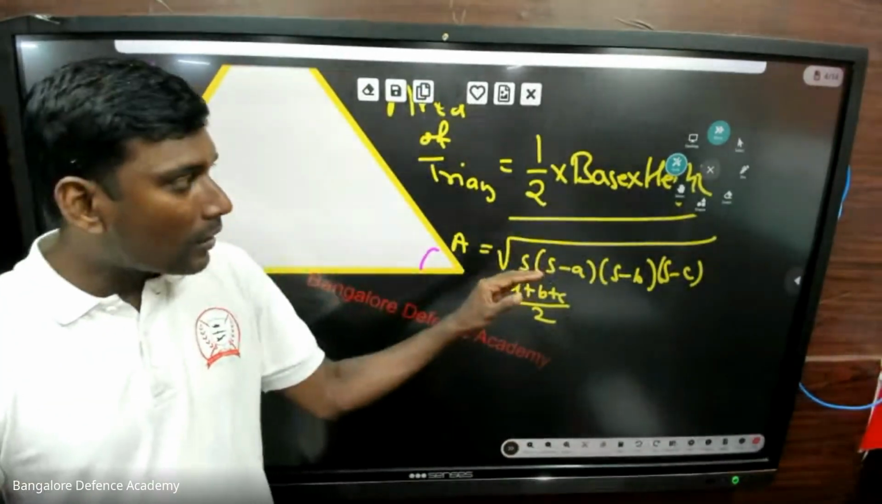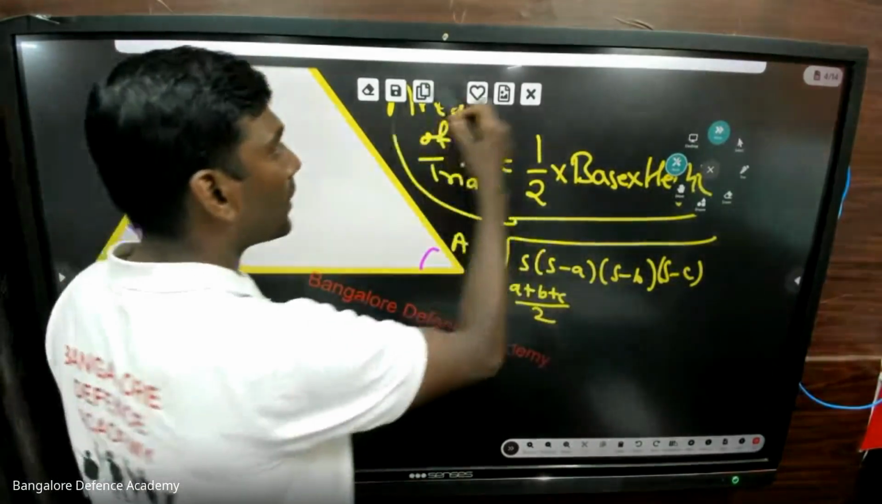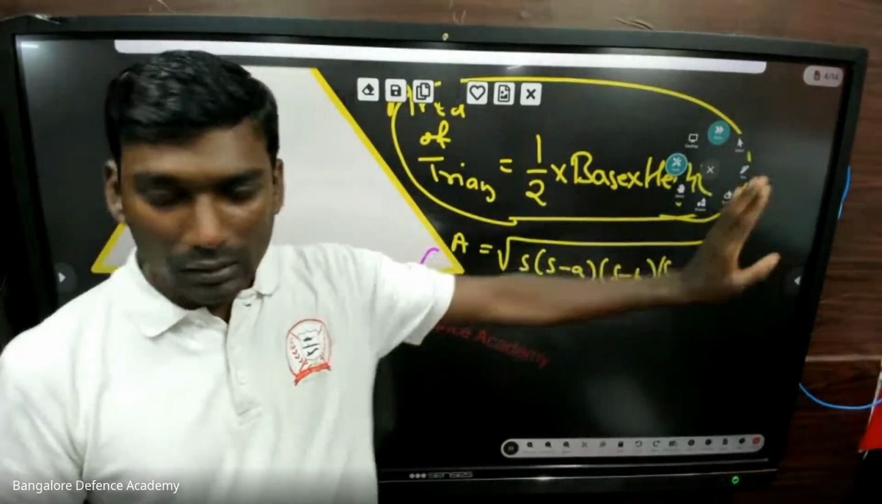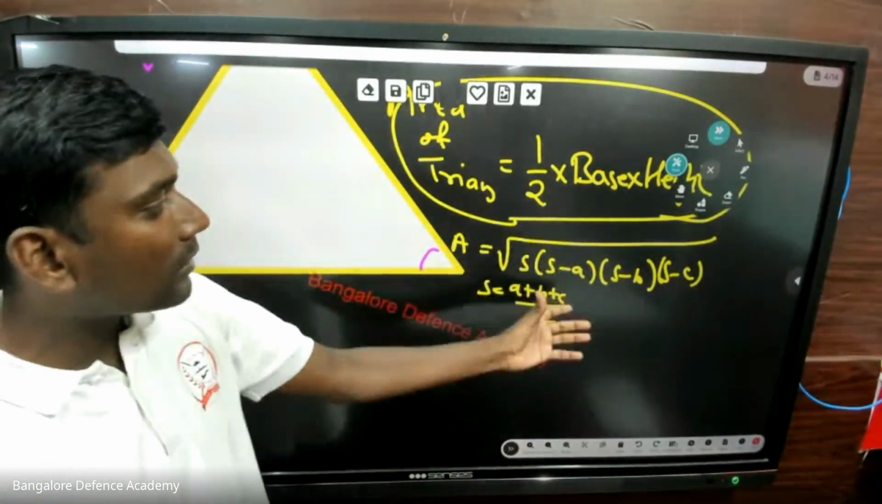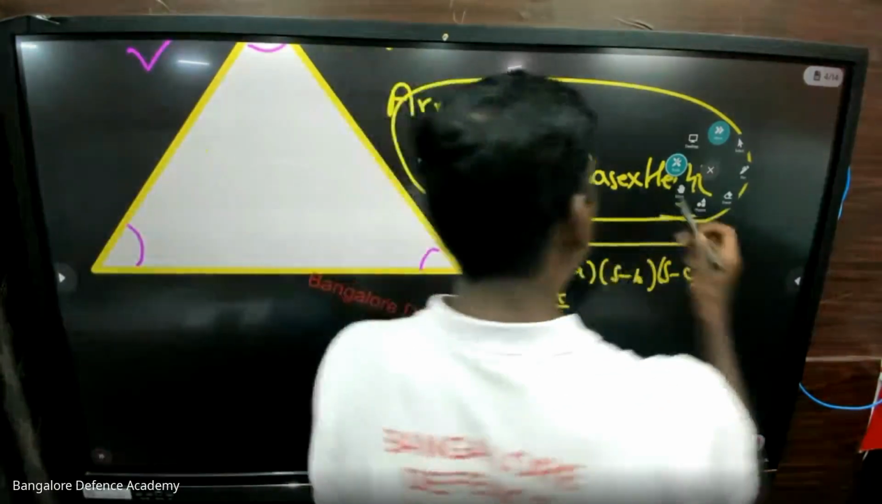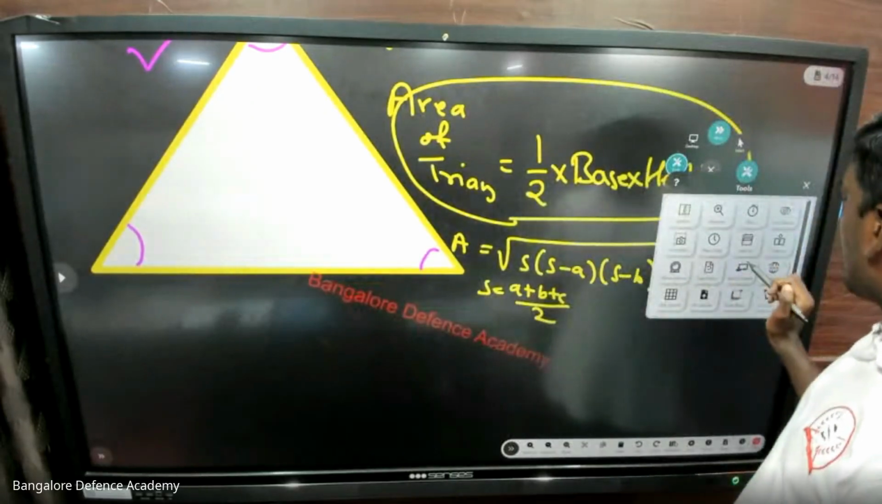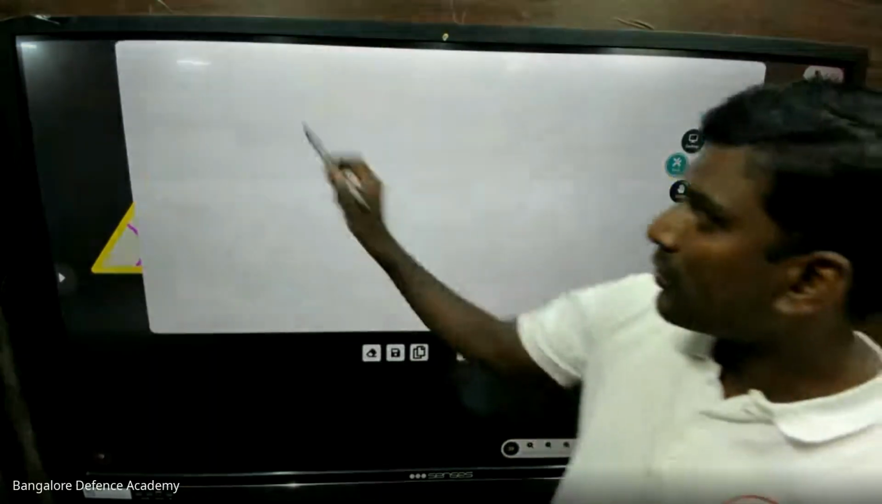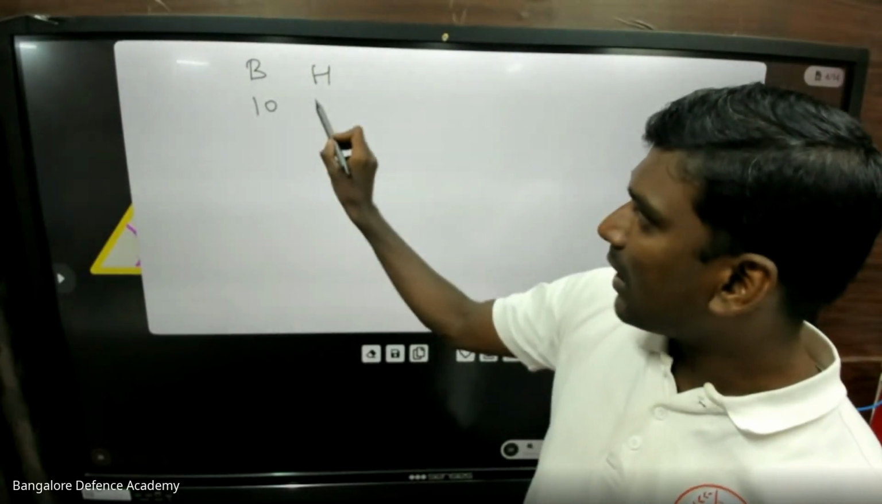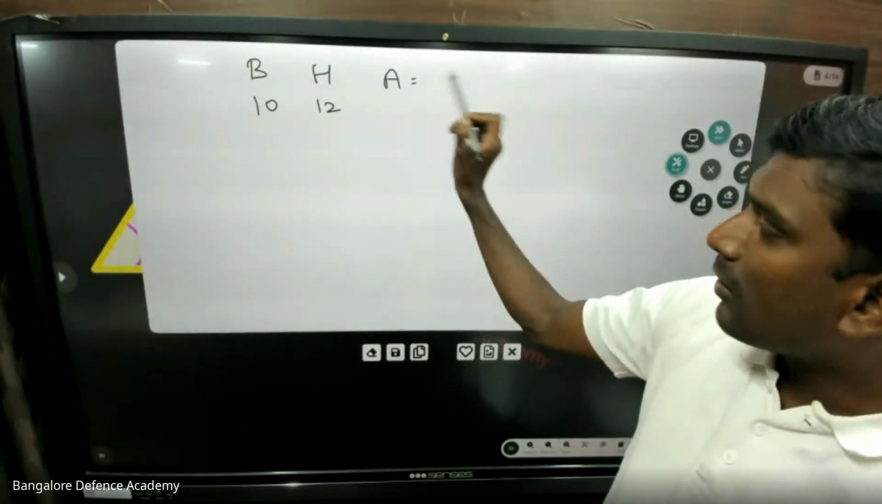You will not understand now because we are going to limit ourselves to what formula? Half into base into height. Okay, then we have equilateral triangle formulas like that. So let us try to do some questions on half into base into height. Ready, guys? Okay, look at this. The first question. I'm giving you the base and I'm giving you the height. The base is 10, the height is 12. Find the area of the triangle.